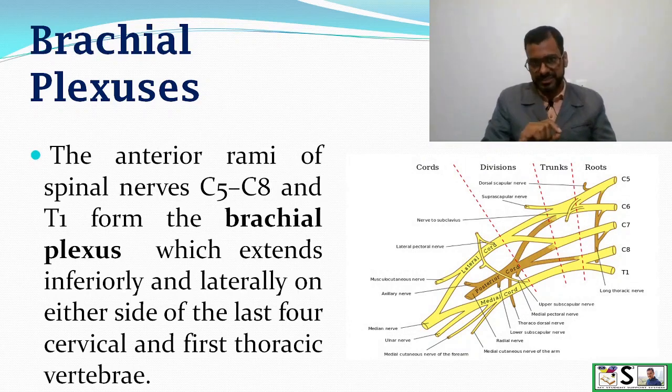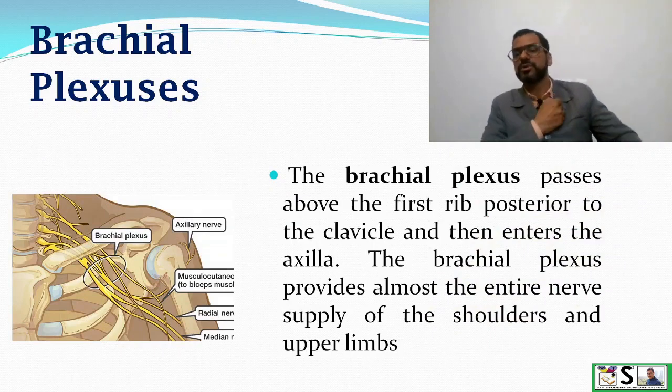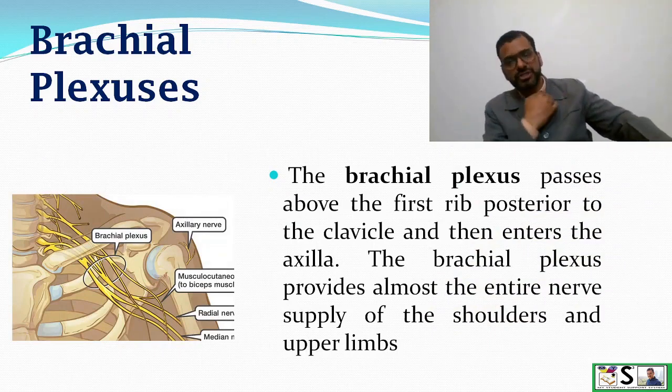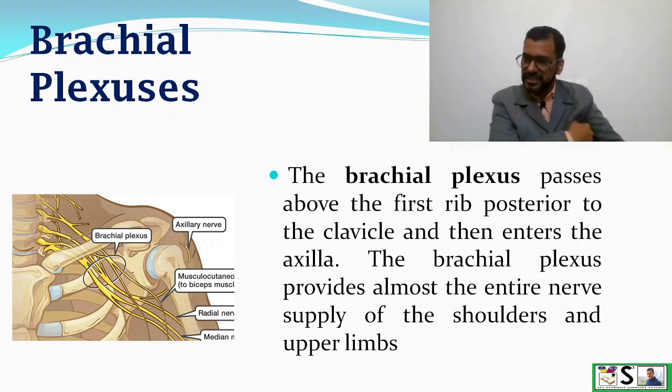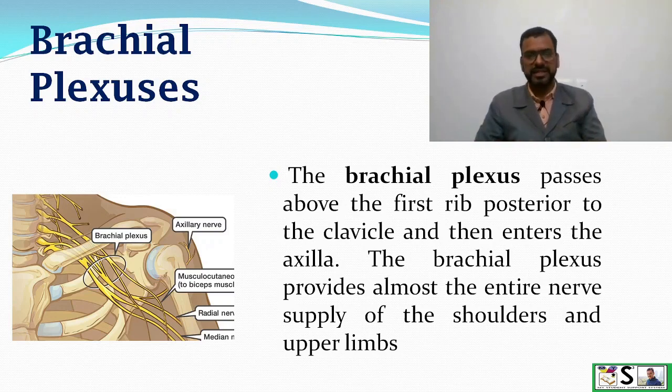Second is the brachial plexus. The anterior rami of spinal nerves C5 to C8 and T1 form the brachial plexus, which extends inferiorly and laterally on either side of the last four cervical and first thoracic vertebrae. The brachial plexus passes above the first rib and then posterior to the clavicle and enters into the axilla. The brachial plexus provides almost the entire nerve supply of the shoulders and upper limb.